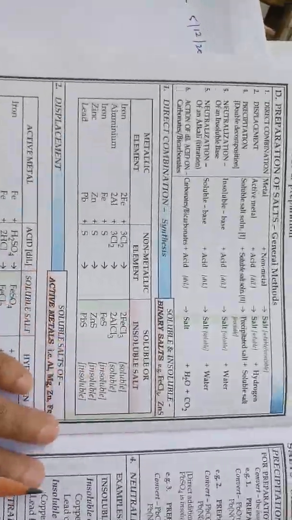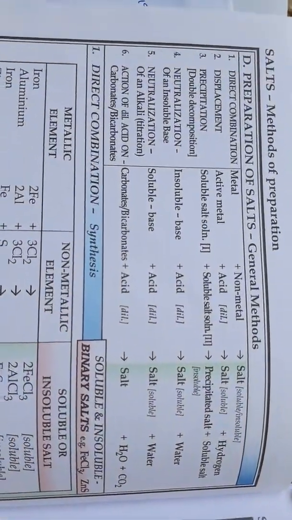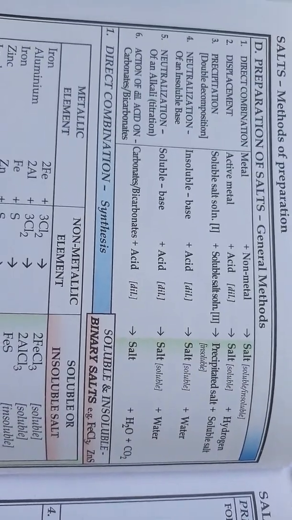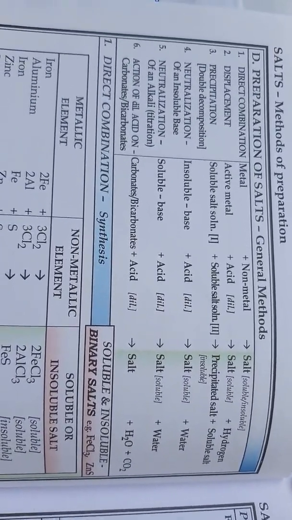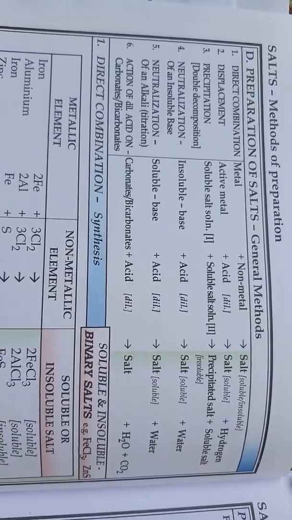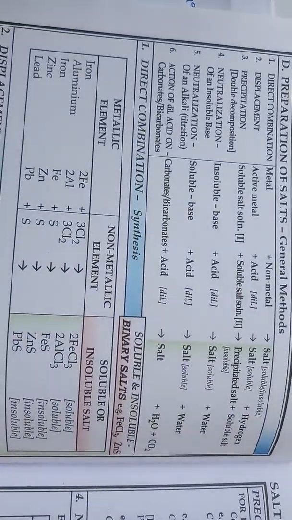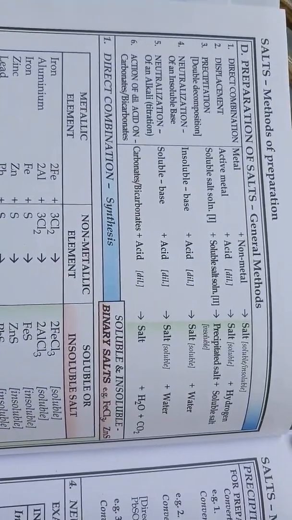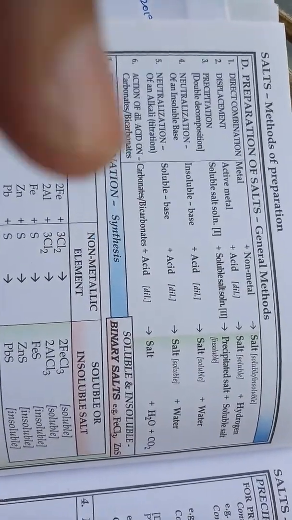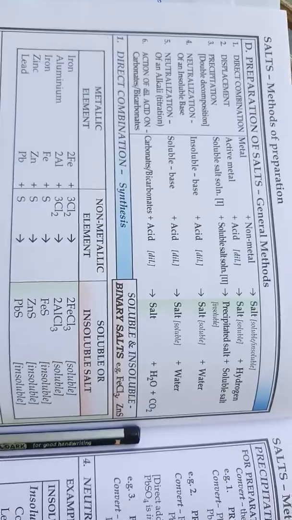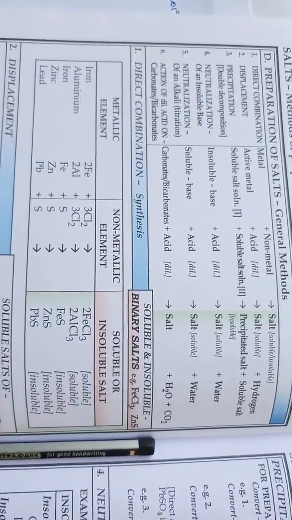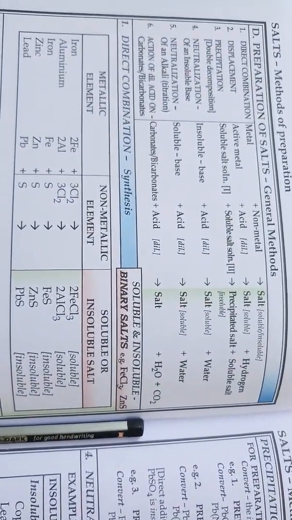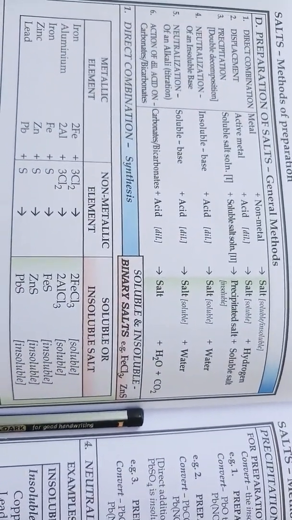Let us see the preparation of these salts. You can prepare salts in different manners. They have given one preparation of salt by general method. This is direct combination, which you learn in class 9, lesson number 2. Direct combination, then displacement and precipitation. This you already learned. So when you say direct combination and displacement and precipitation, you have learned this in class 9.